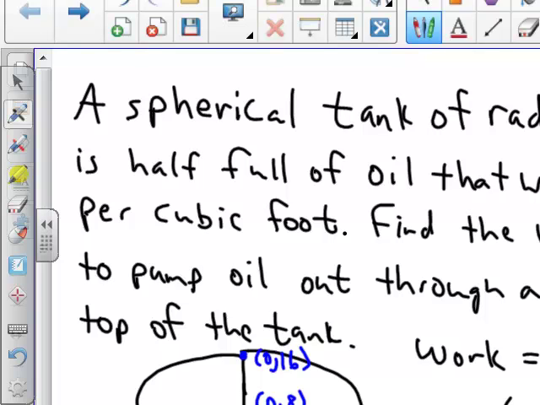So it says a spherical tank of radius 8 feet is half full of oil that weighs 50 pounds per cubic foot. It says find the work required to pump oil out through a hole in the top of the tank.